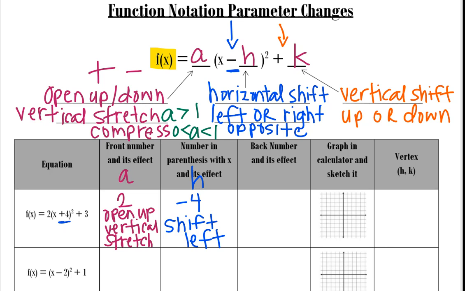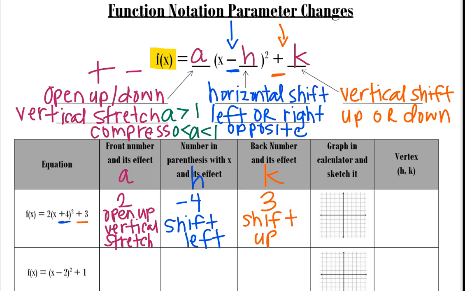The next thing that it asks for is the k value, the back number. Okay, so I'm looking for the value of k. The value of k in this problem is a positive 3. Like I said, the positive means I'm going to keep the same number, so I have a positive 3. Positive is at the top, so I'm going to shift up.